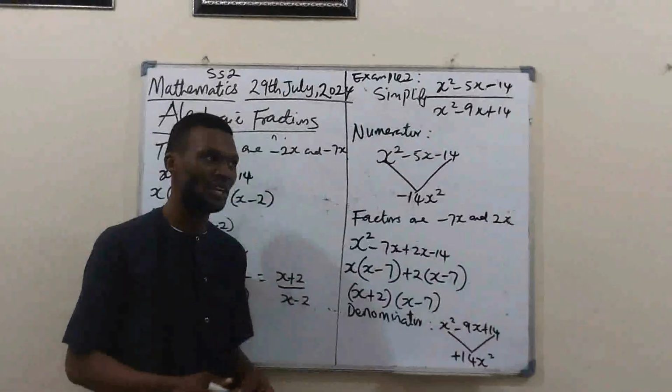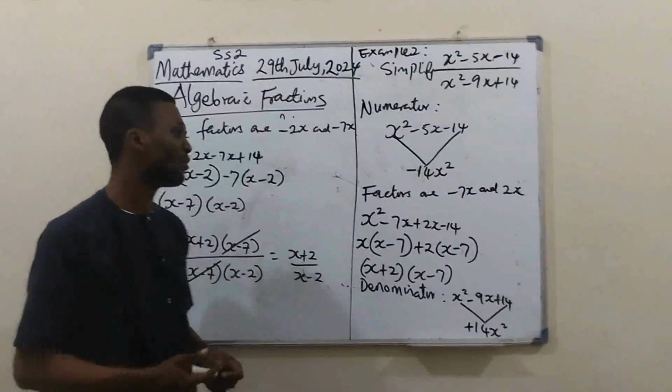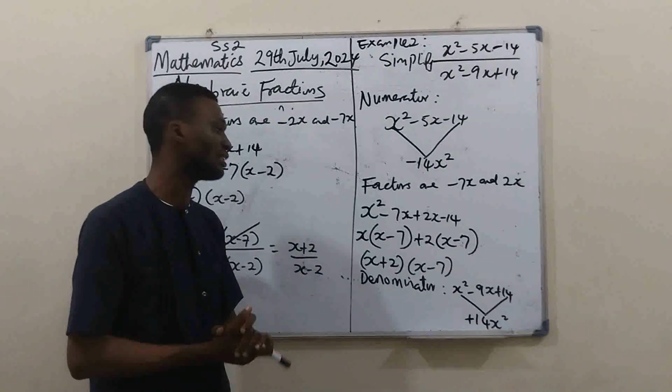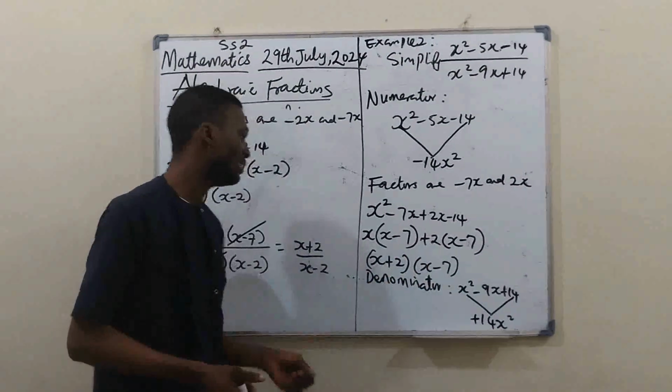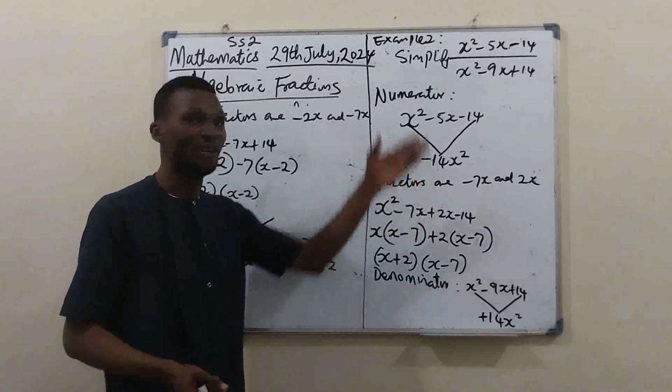At any point you are factorizing and you don't have the same values here, then check your work, because you are wrong. You have x minus 7 common to both sides. We pick out one of them and then the multiplying factor x plus 2. That's our factorized version of our numerator.